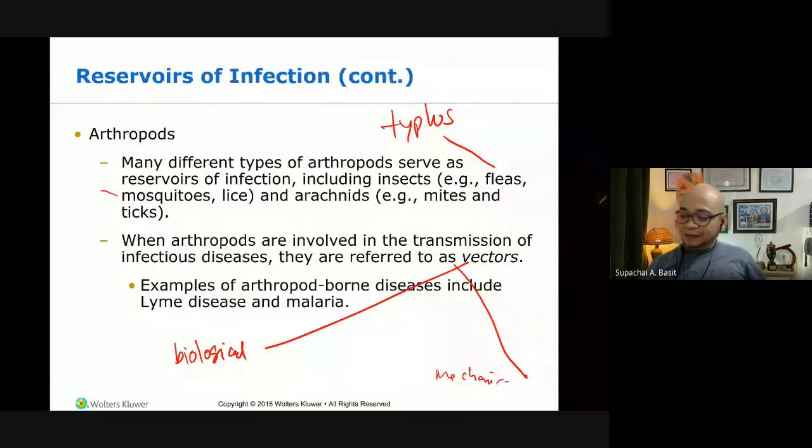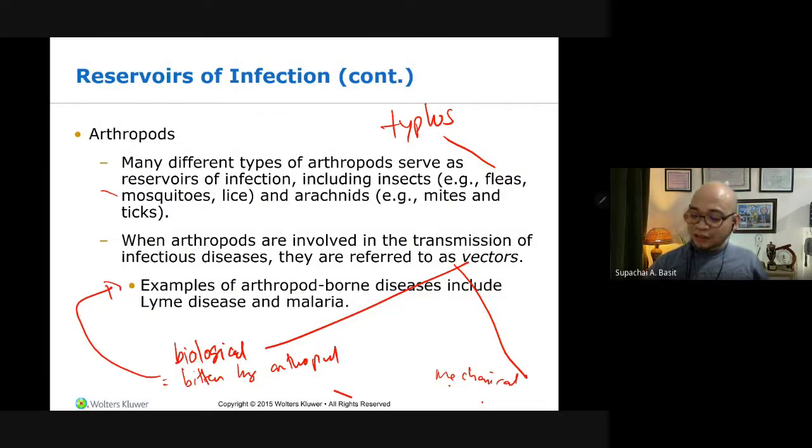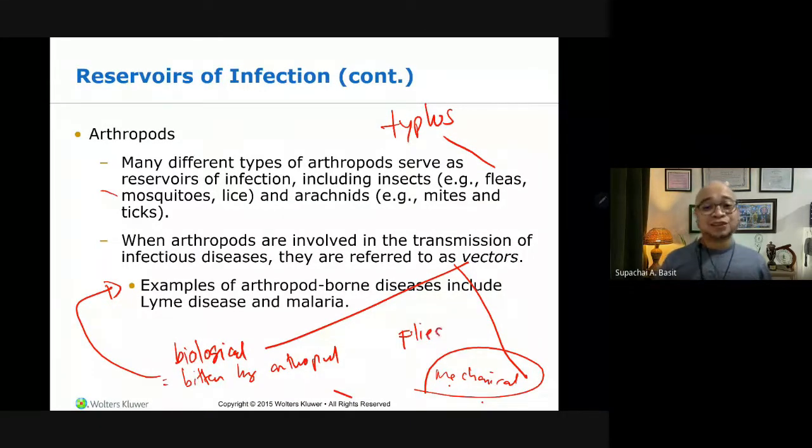If you were bitten by an arthropod, then we call it a biological vector. Say, for example, you were bitten by a mosquito that carries malaria. That is a biological vector. Now, flies are considered mechanical vectors.